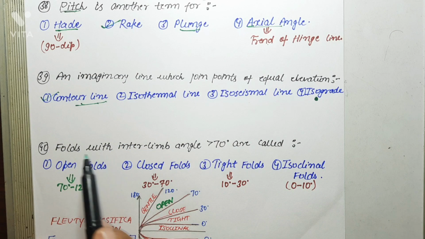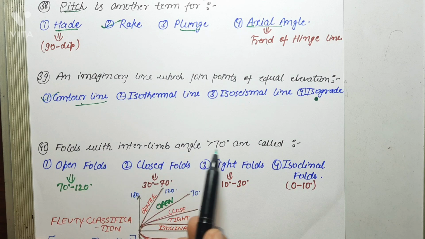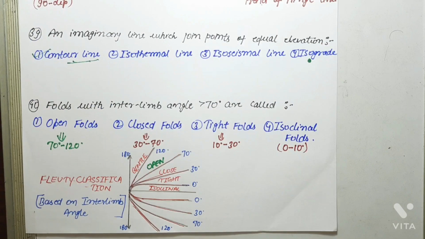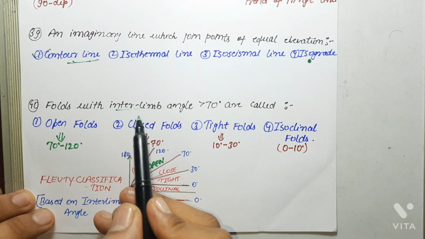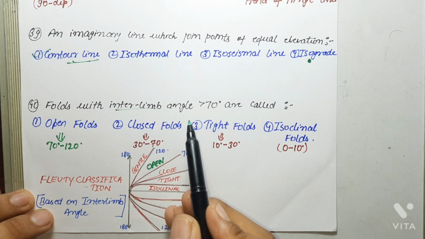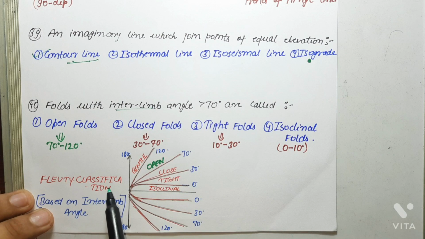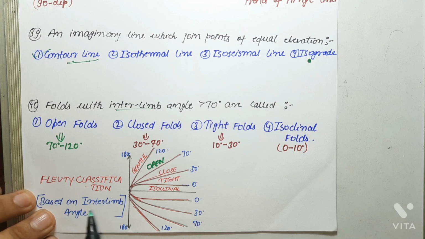Next question is, folds with interlimb angle greater than 70 degrees are called. Now what is interlimb angle? Interlimb angle is the angle between two adjacent limbs of a fold. This classification is known as Fleuty classification, and it is based on interlimb angle. So Fleuty divides folds on the basis of interlimb angle.